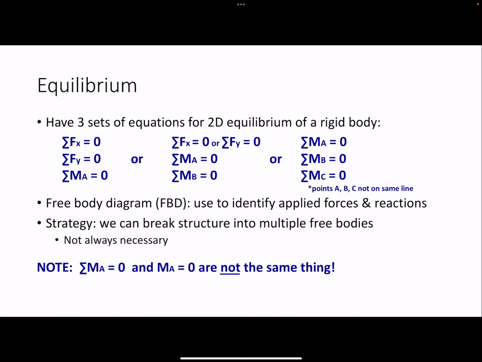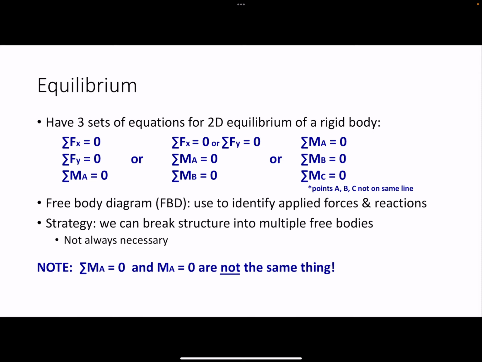And now that we are dealing with internal hinges, there's a strategy that we need to consider. We may not always need to use this strategy, but as you know, you've done this before, you can break the structure into multiple free bodies. And we'll look at this in an example in a little bit.